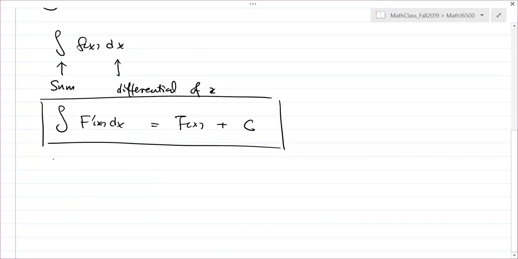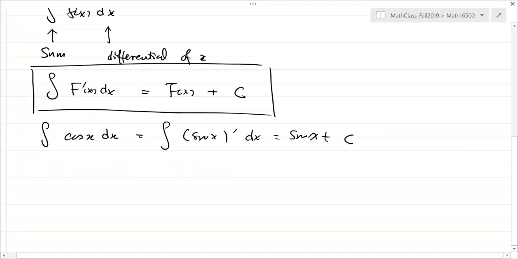So for example, if it's cosine x dx, this is going to be sine x prime dx. That's why it's going to be sine x plus constant.